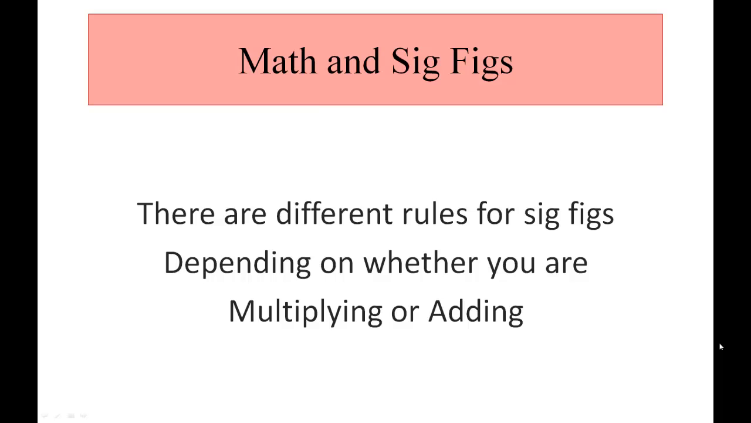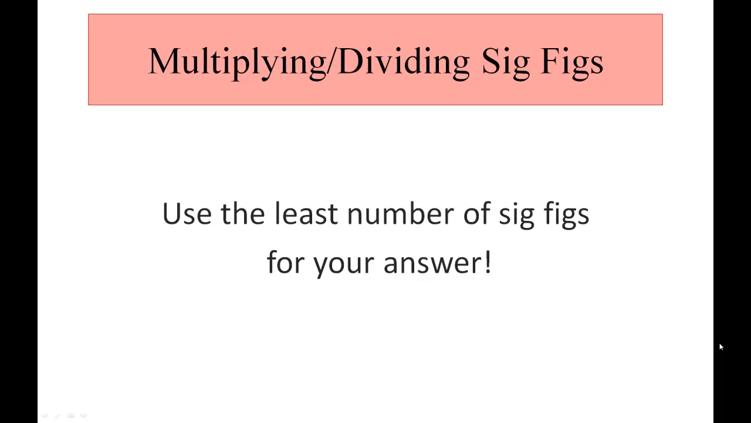Okay, so we're going to be doing some calculations, and at the end result we're going to need to put our answers into the correct number of significant figures. Depending on whether you are multiplying or adding or dividing or subtracting, you are going to have to use a different rule. The first rule of sig figs I'm going to talk about is going to be when you're multiplying or dividing. In this case, you use the least number of sig figs for your answer.